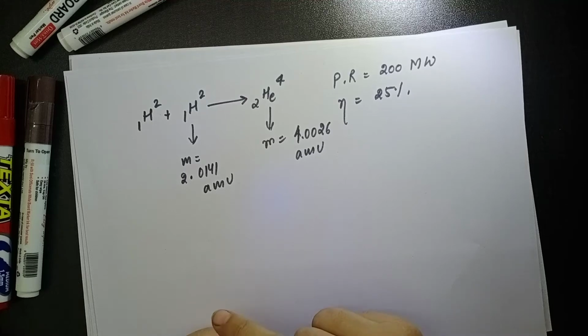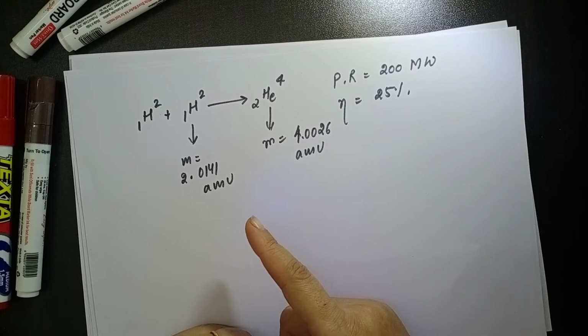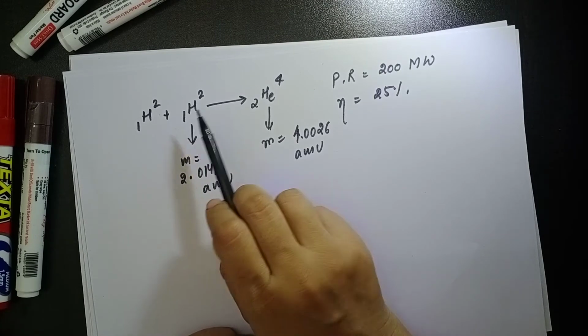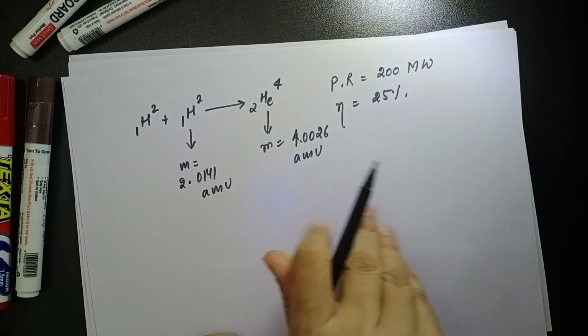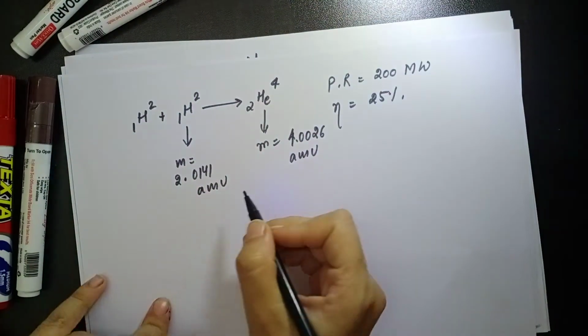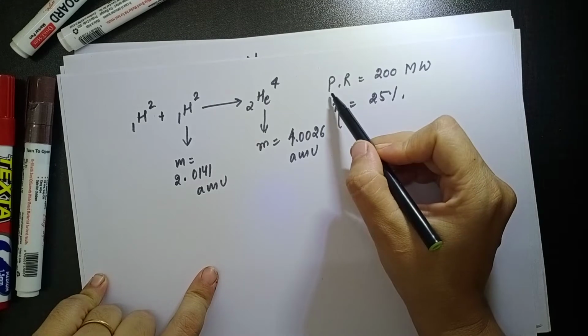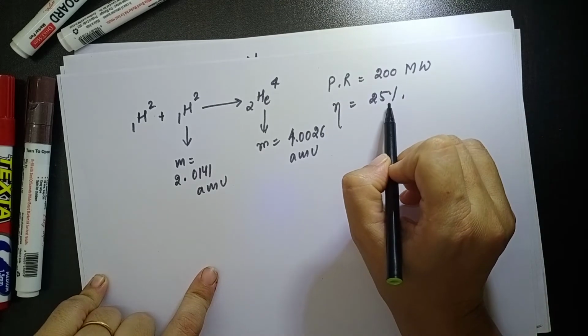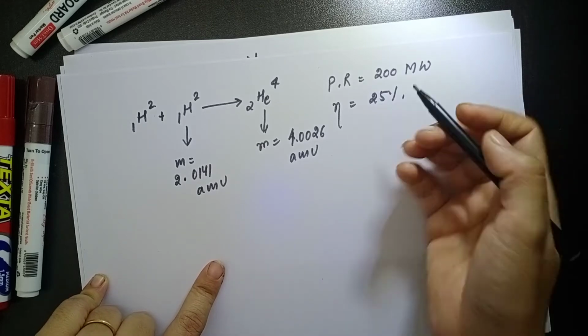Our next question is about a nuclear reaction between two deuterium molecules forming a helium molecule. This is a simple question of nuclear physics. They have given you that the output power required is 200 megawatts and the efficiency of the reactor is 25%.